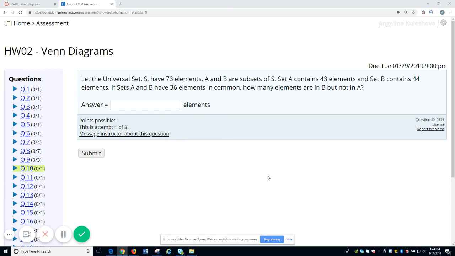Hello, so this is a video for the following problem. Of course, your numbers are going to be different, but the concept should be similar. So the problem says, let the universal set S have 73 elements. As I'm reading the problem, I'm also going to represent it using a Venn diagram.